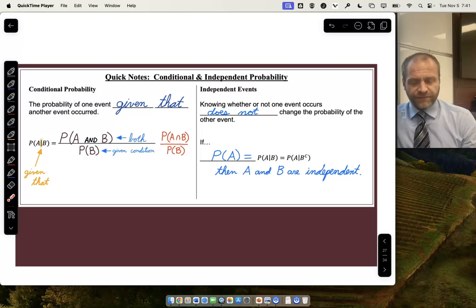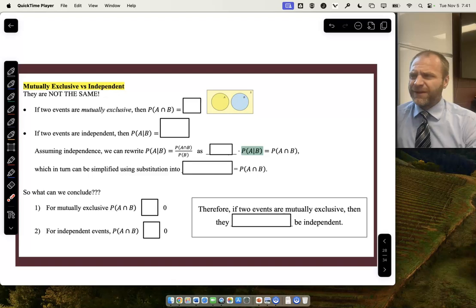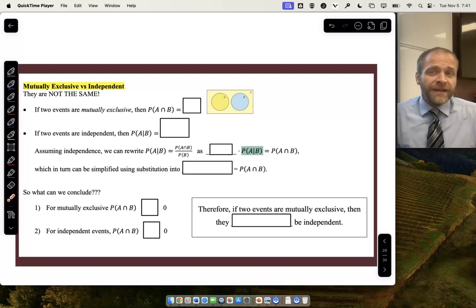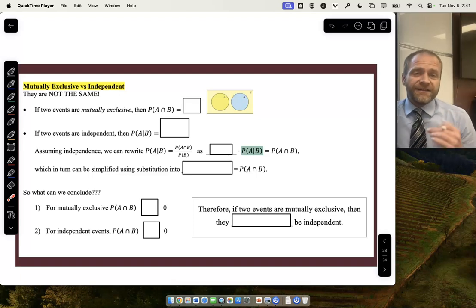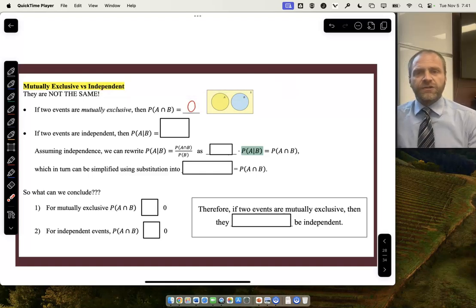So let's move on to the next part, which is mutually exclusive versus independent. Mutually exclusive, how do those relate to each other? I'm glad you asked. They are not the same. This is a really hard thing for people to understand. Mutually exclusive does not mean independence. I feel like our worldly definition of independent makes us think mutually exclusive is the same thing, and they're not. I want to show it to you. Mutually exclusive means there is no intersection between two events. They have nothing in common.